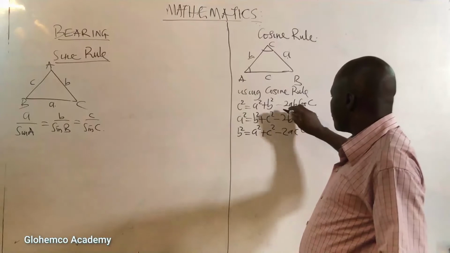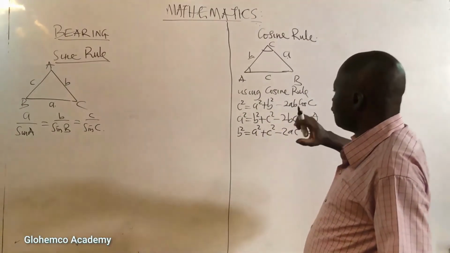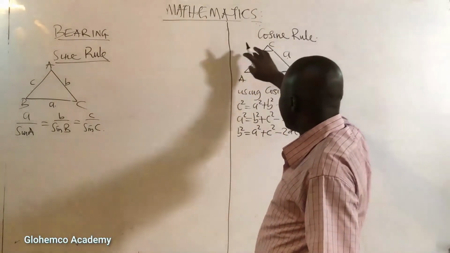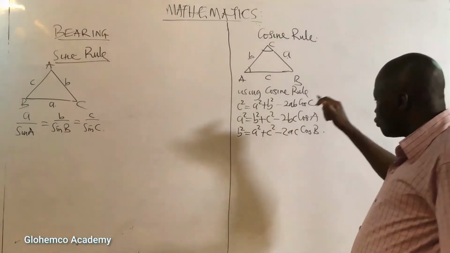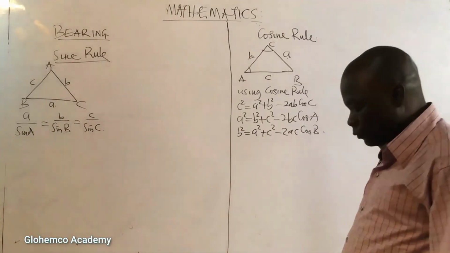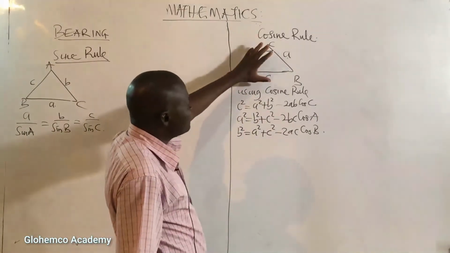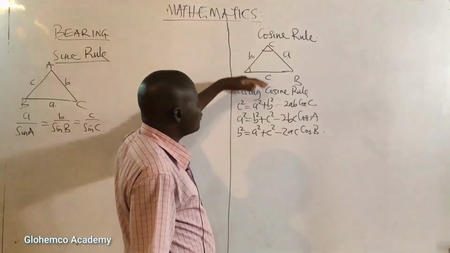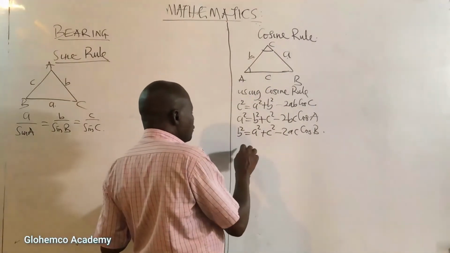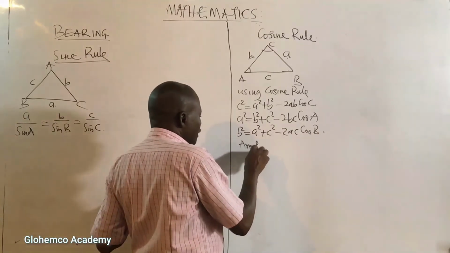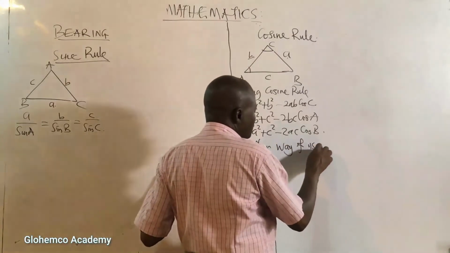So these are the cosine rules that you can use. Alternatively, if you are given side a, side b, side c without any angle, you can still use cosine rule to solve the problem. If you are given side a, side b, side c in a given triangle without any of the angles, then you can still use cosine rule. So this is another way of using cosine rule.